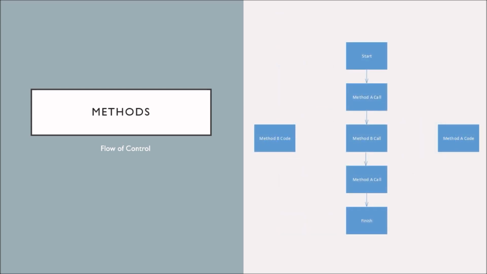This same logic can be applied to multiple methods. Looking at the program in the middle, we start with a method A call. This calls the method A code, which then continues to the program, which makes a method B call. This accesses the method B code, which then continues to a second method A call, which once again accesses the method A code, and then continues along in the program.